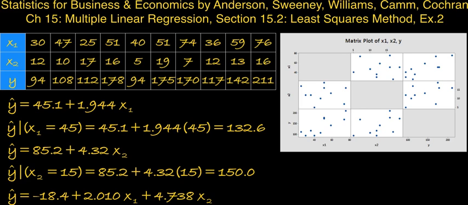And finally, I'm asked to predict y if x1 equals 45 and x2 equals 15. So if I plug the values 45 and 15 into my equation, I obtain y hat equals 143.1.